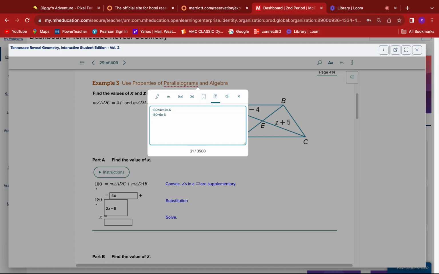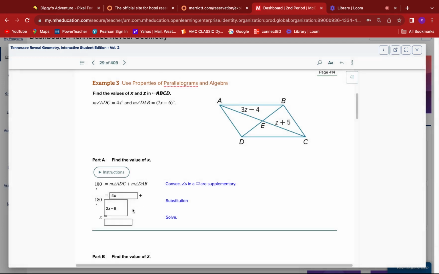The opposite of subtracting 6 is to add 6 to the other side. So 180 plus 6 is 186, and that equals 6x. And the opposite of multiplying by 6 is to divide by 6. And 186 divided by 6 is 31. So x is 31, everybody. 31.